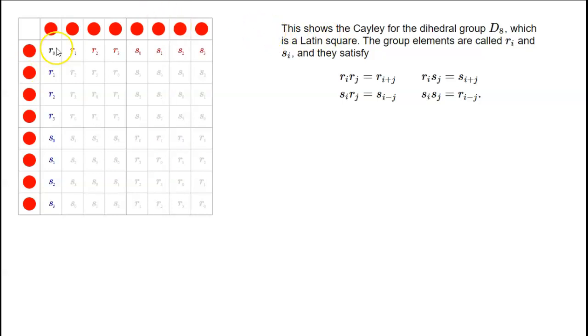So R0 is the identity, R1 is a quarter turn anticlockwise, R2 is a half turn, R3 is a three-quarter turn. Then S0 is a reflection across the x-axis, S1 is a reflection across the line x equals y, S2 is a reflection across the y-axis, and S3 is a reflection across the line x equals minus y.